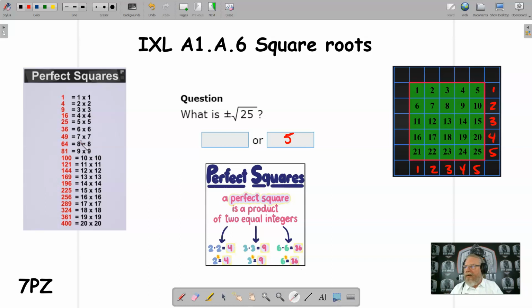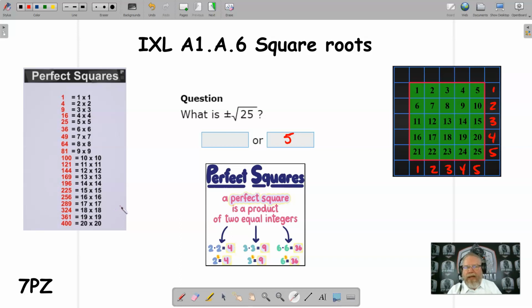In my other graphic over here to the left, I've given a list of the first 20 perfect squares. We know it's the first 20 because at the bottom we see 20 times 20. So 1 times 1 is 1, 2 times 2 is 4, 3 times 3 is 9, and we go on and on. So the first 20 perfect squares are 1, 4, 9, 16, 25, 36, 49, 64, 81, etc. I want to give you a hint. A graphic like this would be really helpful for this activity.